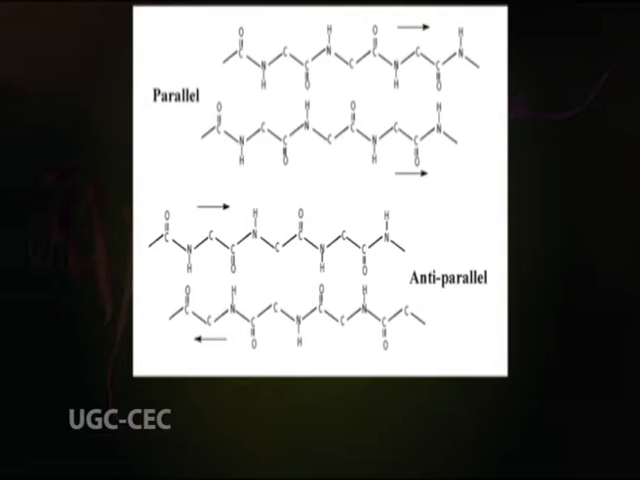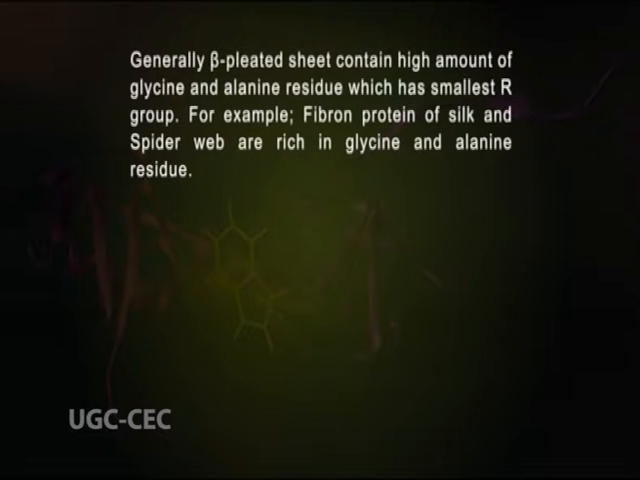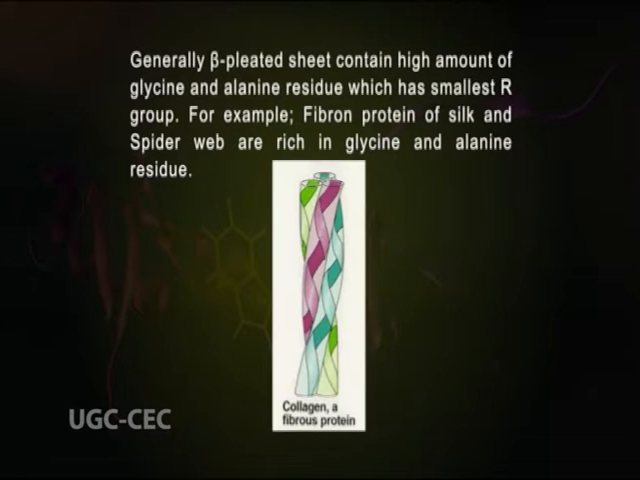In beta sheets, many strands, typically 4 or 5, but as many as 10 or more, may organize together. Such beta sheets can be purely antiparallel, purely parallel, or mixed. Generally, beta pleated sheets contain a high amount of glycine and alanine residues, which have the smallest R groups. For example, fibroin protein of silk and spider web are rich in glycine and alanine residues.